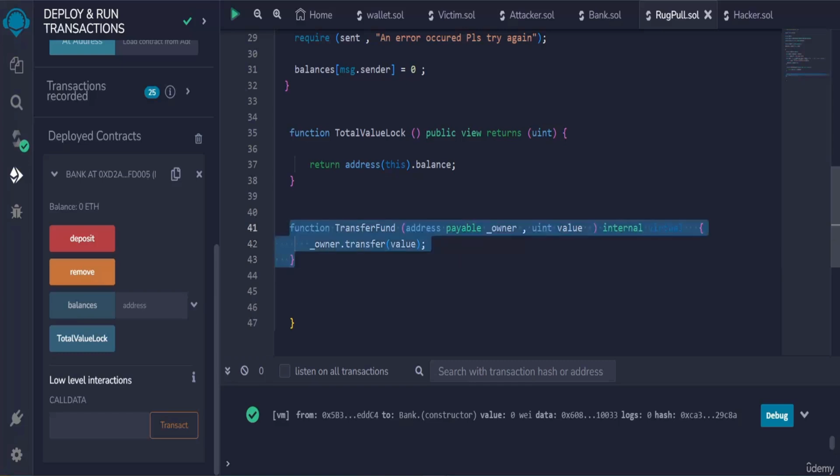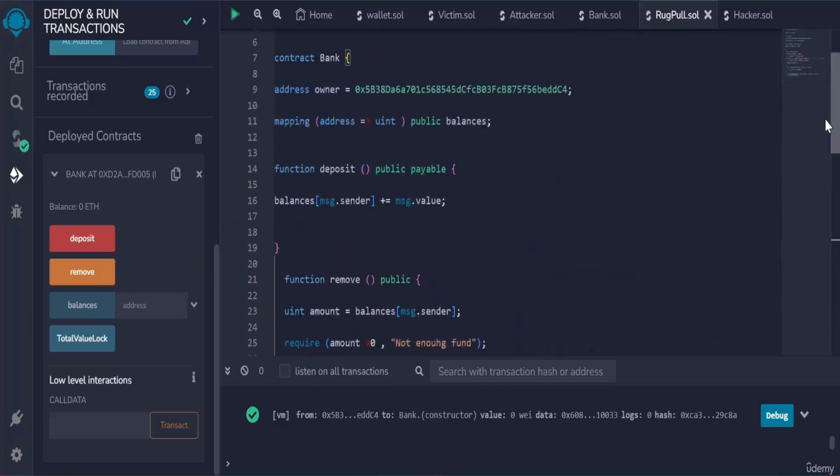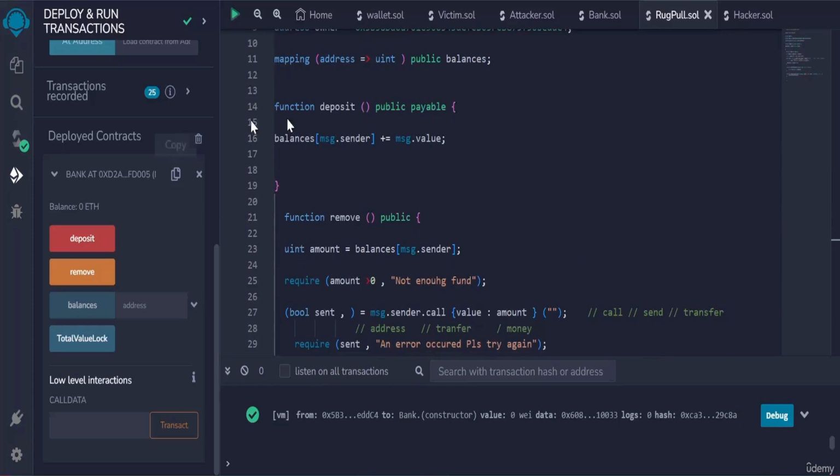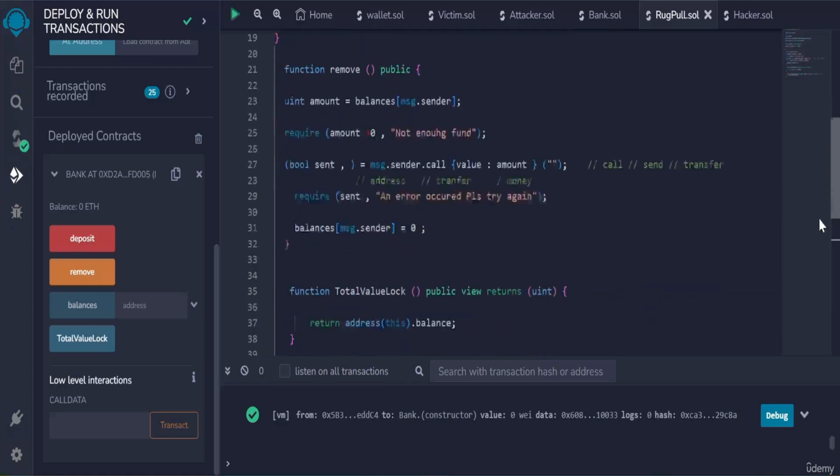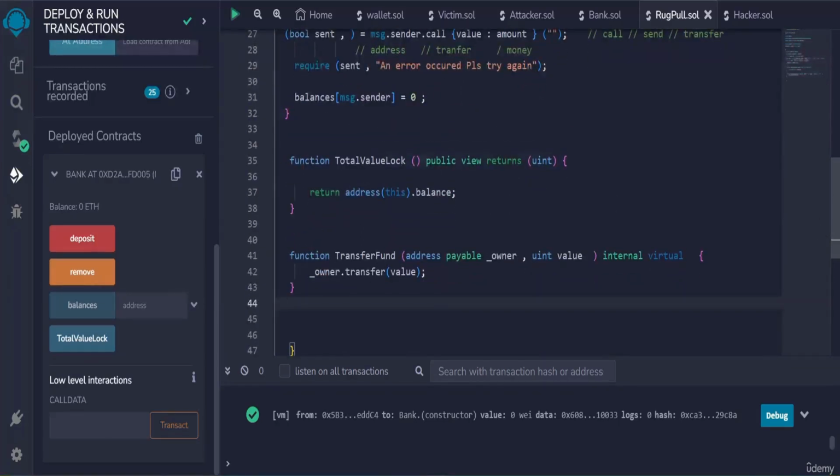It's really important to understand that this is the deposit function. This is the remove function. This is the balance mapping. And this is the total value lock function that is here. But we cannot see this transfer fund function from this interface. So it's really important to pay attention to that.